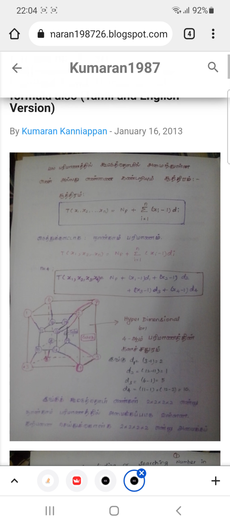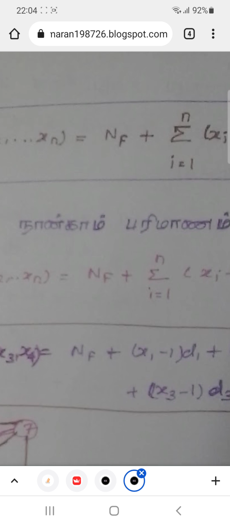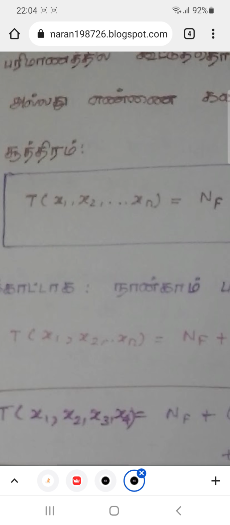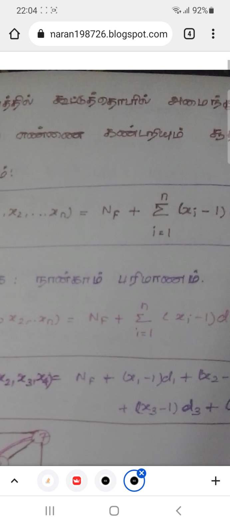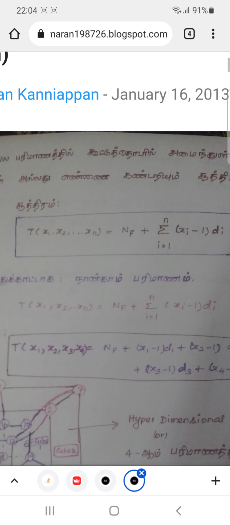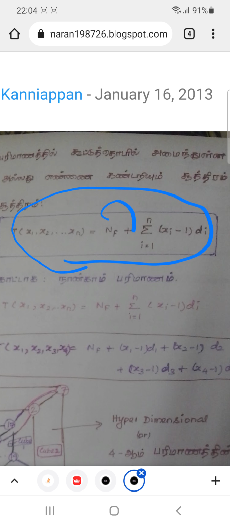this is something I tried to work out long back. If I take this formula, this is a formulas arrangement. It's kind of an algorithmic formula notation I created. So here NF is the first number, and xi minus 1 di will be a number of differences. So there will be a number of differences.